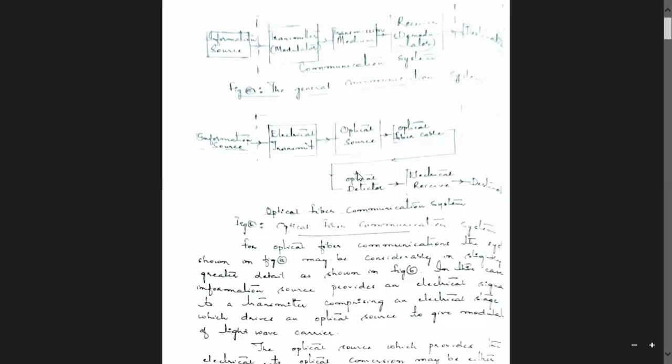So that is the only difference between the general communication system block diagram and the optical fiber communication system block diagram. But you should know the purpose of using this electrical transmit, optical source, optical detector and electrical receiver. These two form the optical transmitter, and these two form the optical receiver here. In the case of optical fiber communication system, we do this modulation, and similarly we do this demodulation.